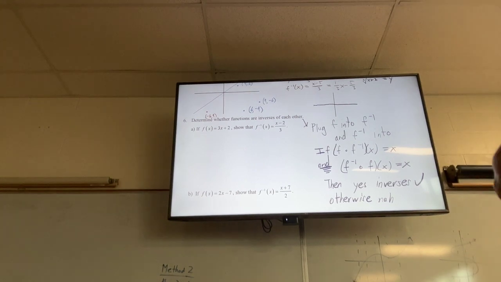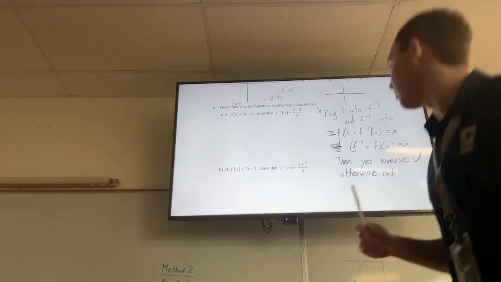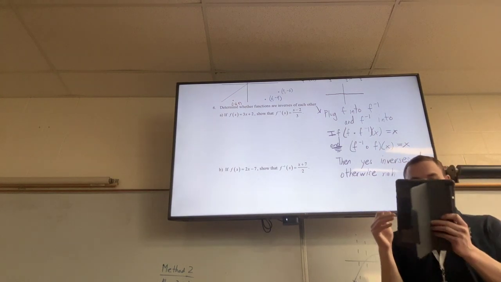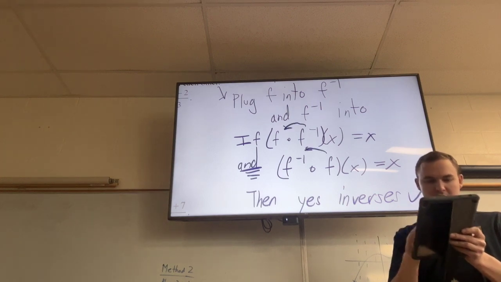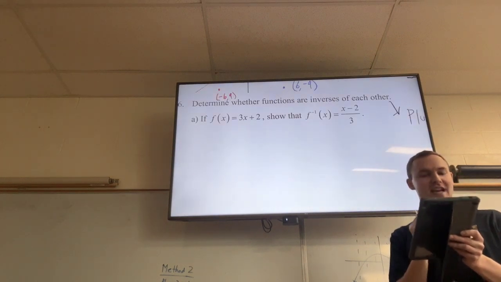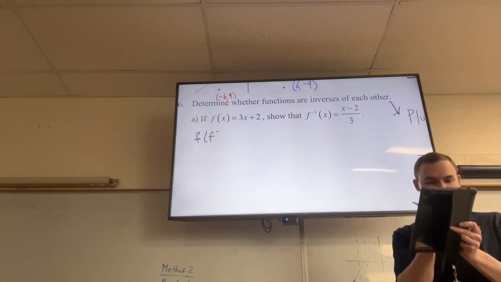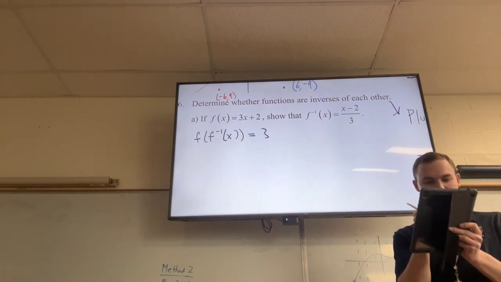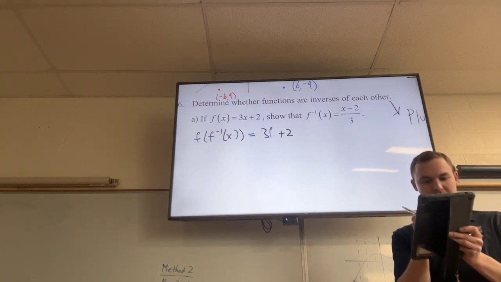Okay, so the way we do these, this next part, we're going to do F circle F inverse and F inverse circle F, right? What does that mean again? It means we plug the second function into the first. So we just plug them into each other and show that that equals x. So F of F inverse of x, right? What I'm going to do is write down 3x plus 2, but everywhere I have an x, I'm going to replace that with an F inverse of x.